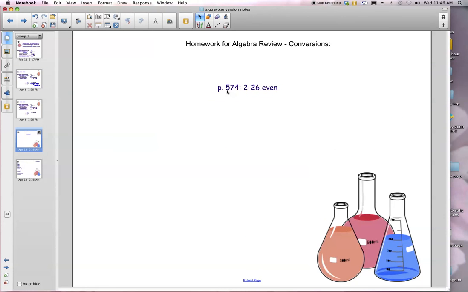The homework is on page 574, and you are making conversions on 2 through 26 even.